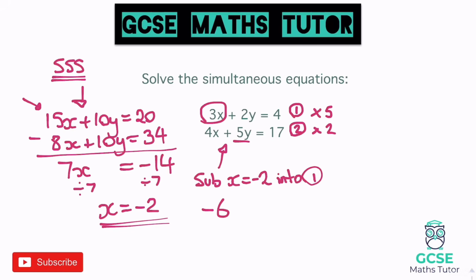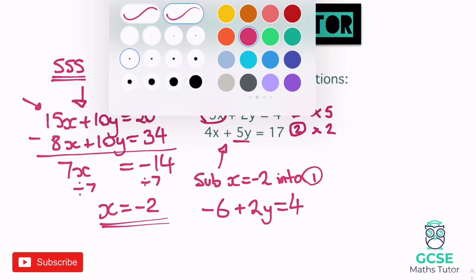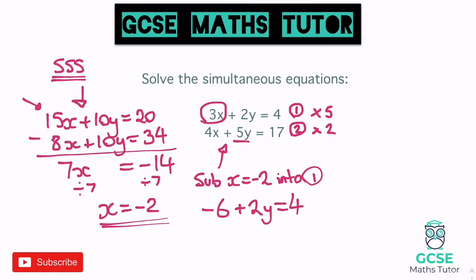And you can write this working out down if you want. I just think that one's okay just to do in your head. So 3 lots of negative 2 is negative 6, plus the 2y equals 4. And now we just need to go about actually solving this. So we've got negative 6, add 2y equals 4.